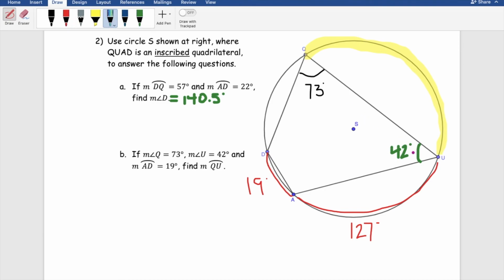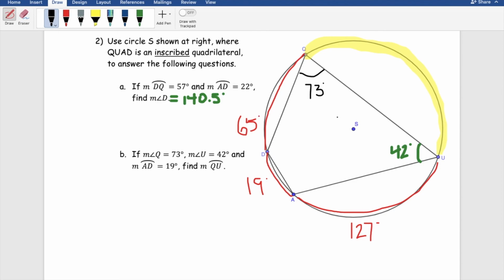Well, if we could do that with angle Q up top, we can certainly do that with angle U on the right. This 42 degree angle, when it opens up, forms this arc right here. We take our 42 to go across, we double it. We find that this arc is 84 degrees, the entire thing. But again, it includes this 19 degree piece of it, which means if we want to know just what's left over, just what this arc right here would be from D to Q, we're doing that 84 and we're subtracting 19. And 84 minus 19 means that this arc is 65 degrees.